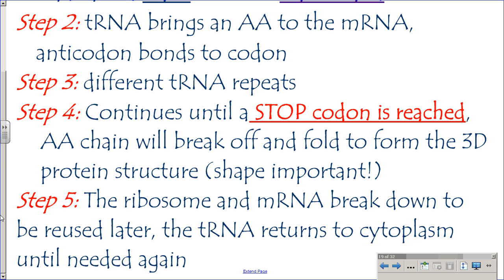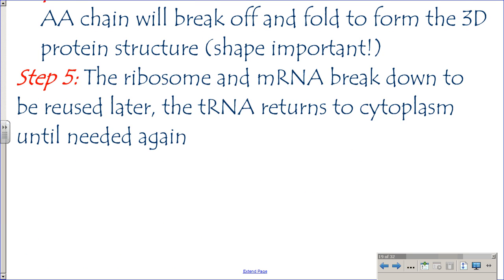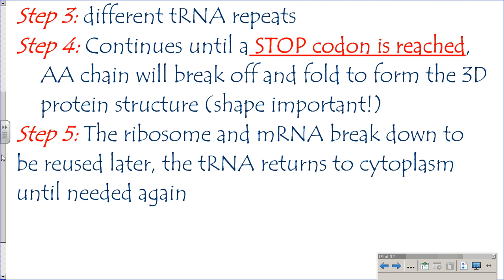This last part is the only part we've not really discussed in depth yet. So step 4.5. After the stop codon is reached, that signals to the ribosome, we're done here. Let's go ahead and detach everything and let everything go to its normal place.